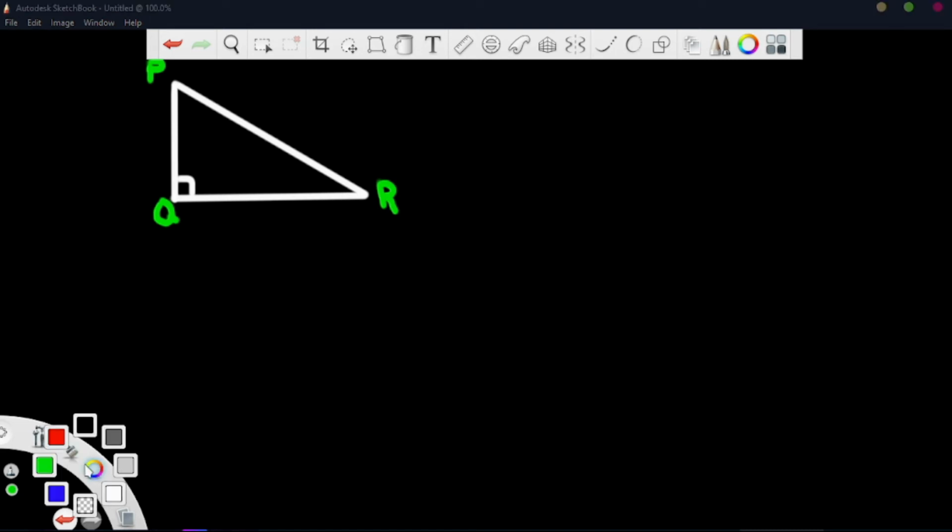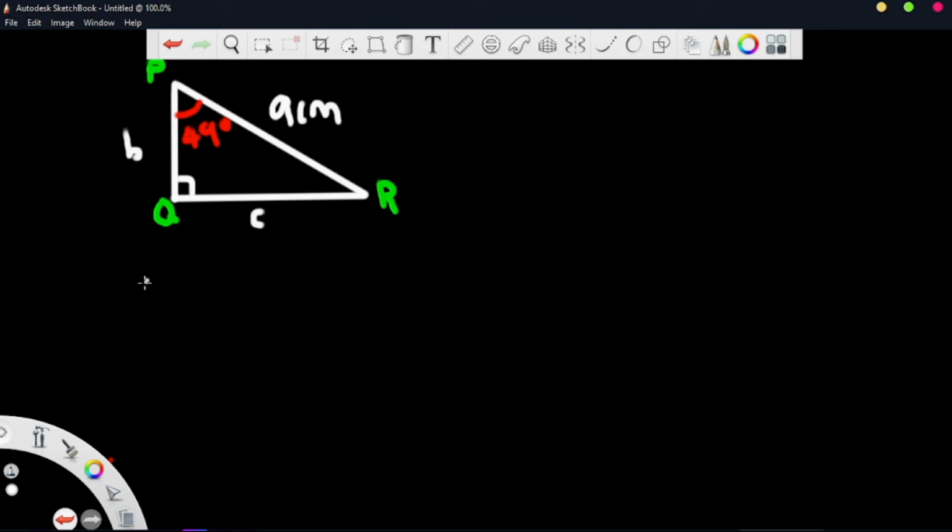So let's say PQR has an angle of 49 degrees. It has got a hypotenuse of 9. Its hypotenuse is 9 centimeters. And then we have here our B and our C. So what this is saying is, find the unknown sides of the triangle. So it wants us to find the unknown sides using the 49 that we have there.